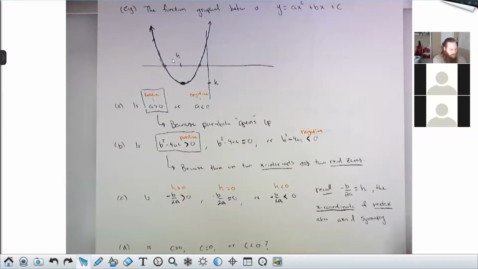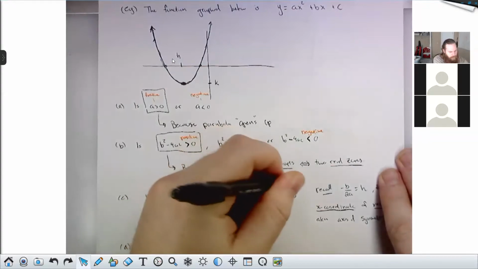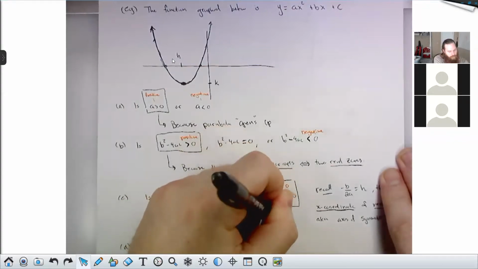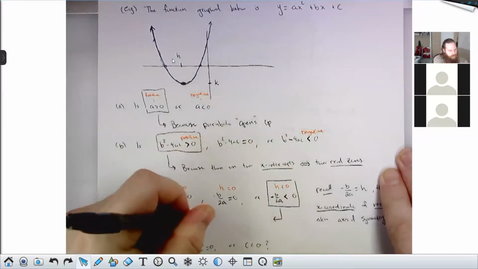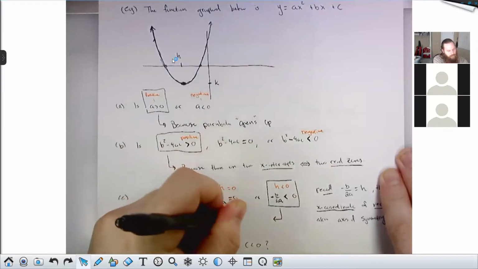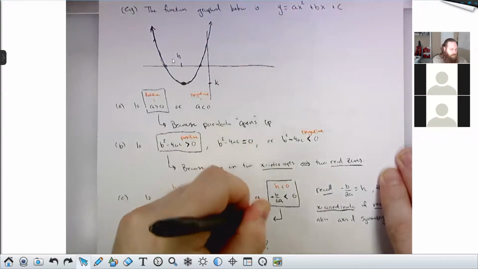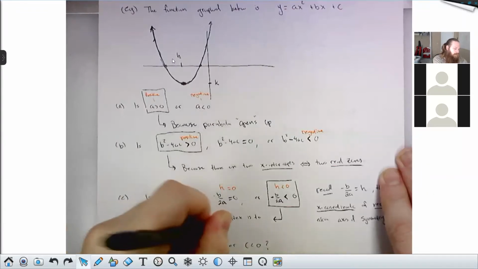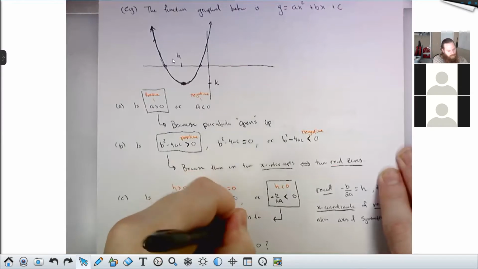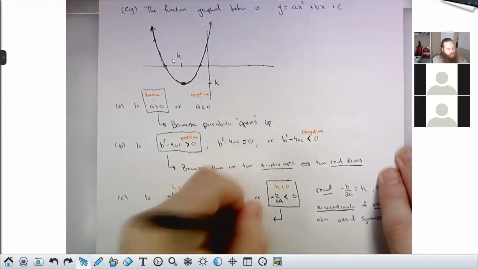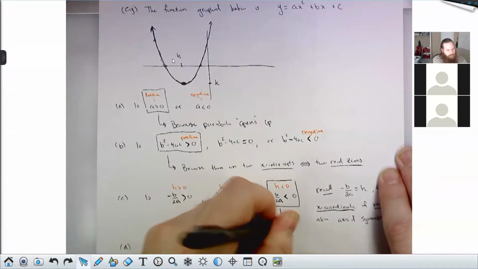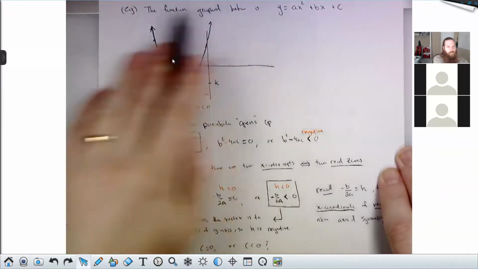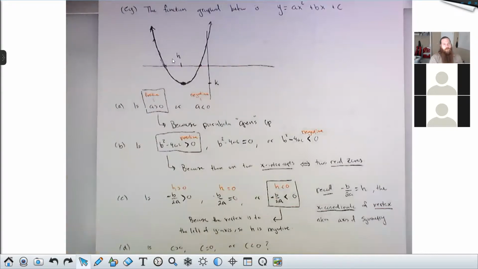So in this case, I would say this guy, and I would say because the vertex is to the left of the y-axis, so h is negative. All the points over here have negative x coordinates. Everybody comfy with that?